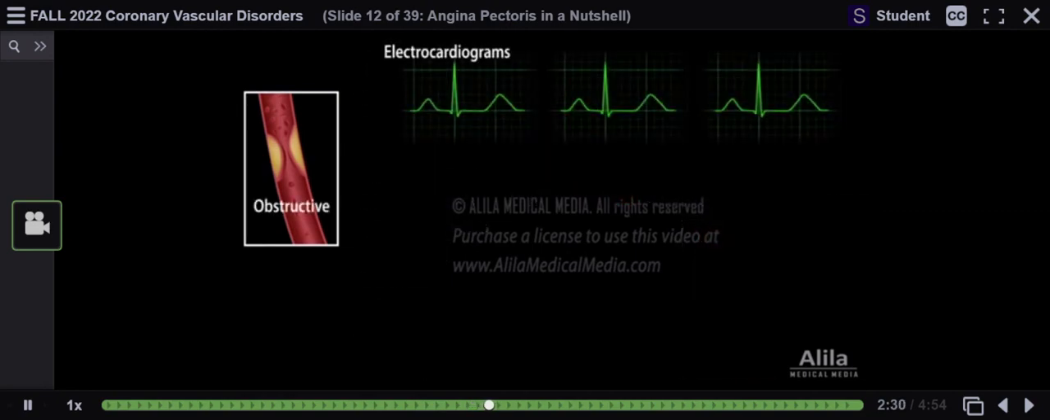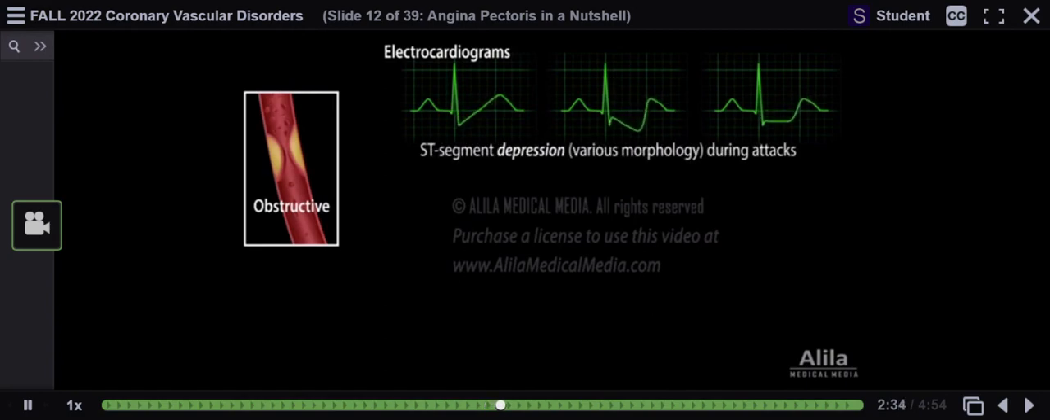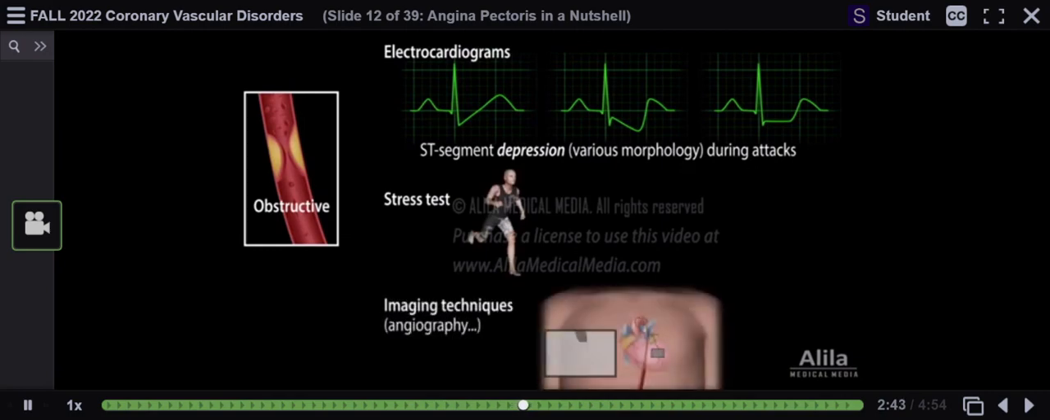Electrocardiograms of patients with obstructive angina commonly show ST segment depression during attacks. Diagnosis is confirmed with stress tests, where patients are monitored while exercising. The site of obstruction can be detected with imaging techniques such as angiography.